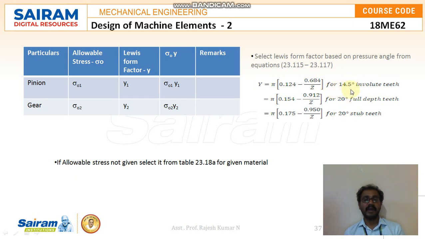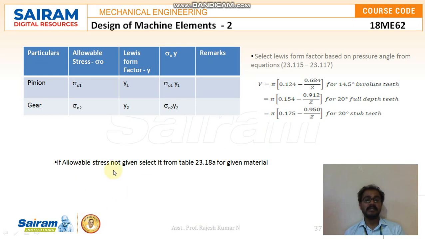For 14.5-degree involute, the Lewis form factor y is equal to pi into (0.124 minus 0.684 divided by z). Similarly, for a 20-degree full depth teeth, y is equal to pi into (0.154 minus 0.912 by z). And for 20-degree stub teeth, y is equal to pi into (0.175 minus 0.950 divided by z).